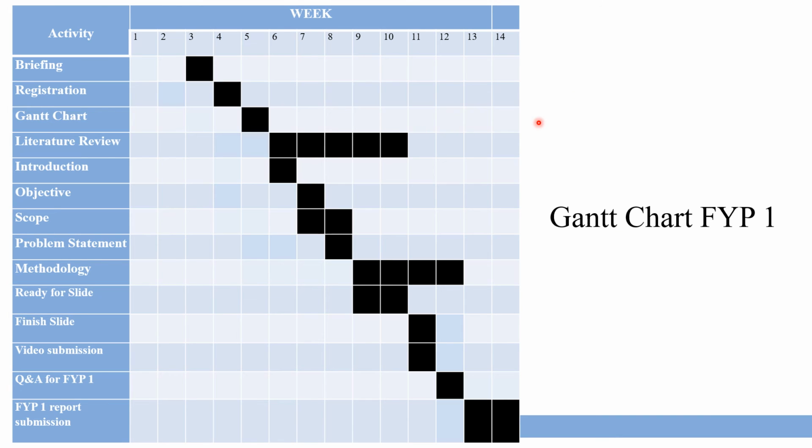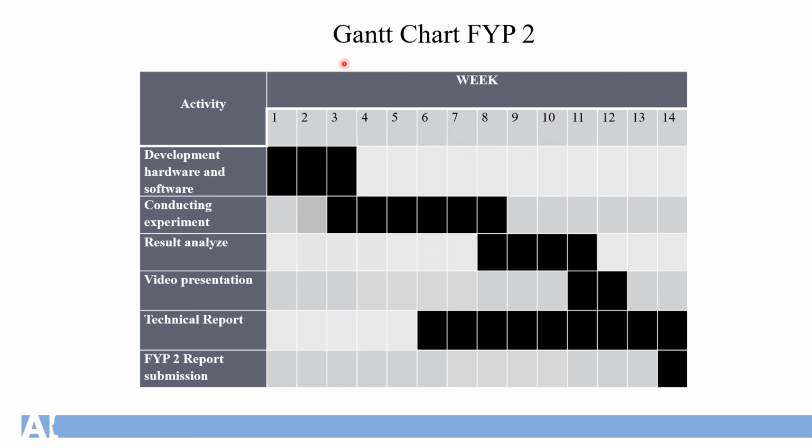The table above shows the Gantt chart for FYP1. The table above shows the Gantt chart for FYP2.